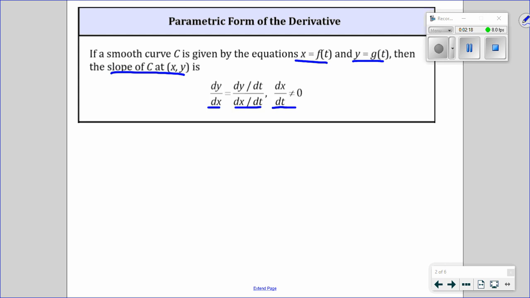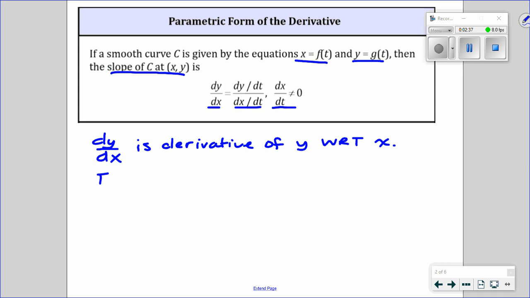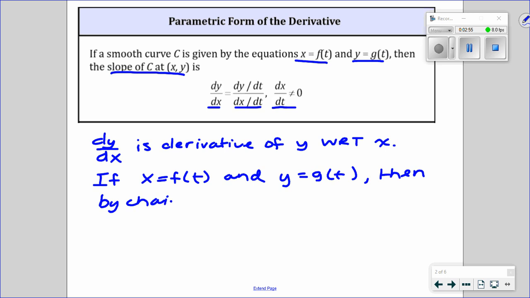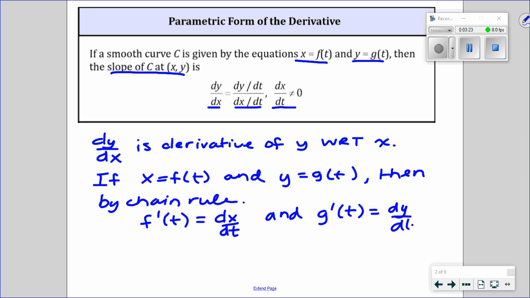Let me show you. We already know that dy over dx is the derivative of y with respect to x. If we're given parametric equations, again x equals f of t and y equals g of t, then by chain rule, if we find the derivative, f prime of t would equal the derivative of x with respect to time, so that would be dx over dt. And if we were to find g prime of t, that would equal dy over dt, the derivative of y with respect to time.